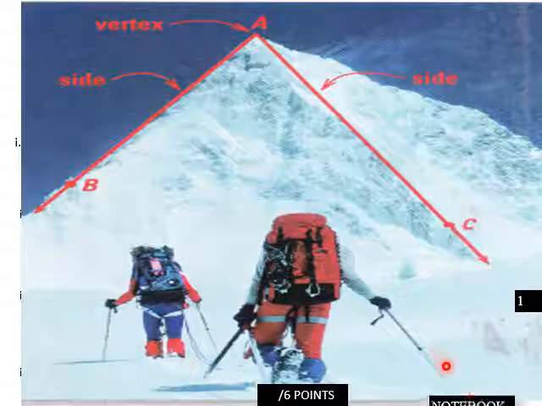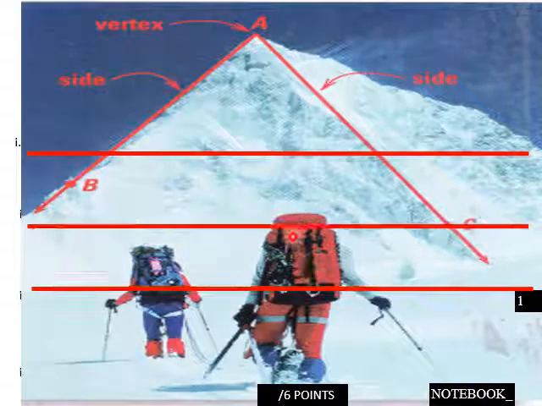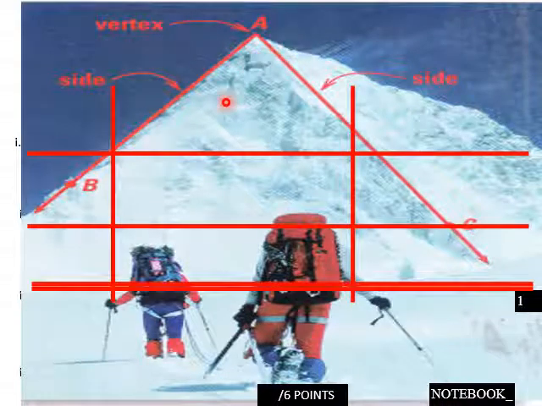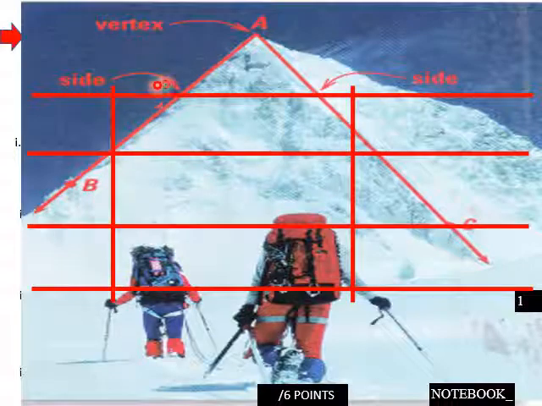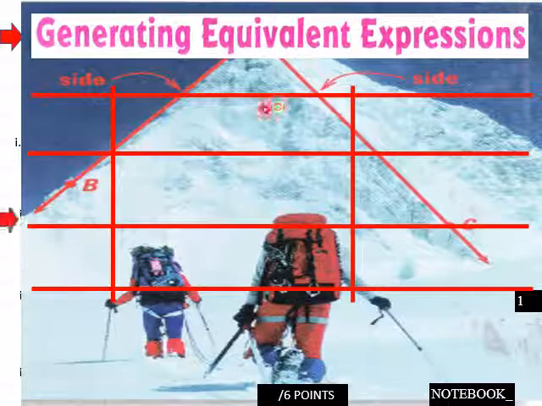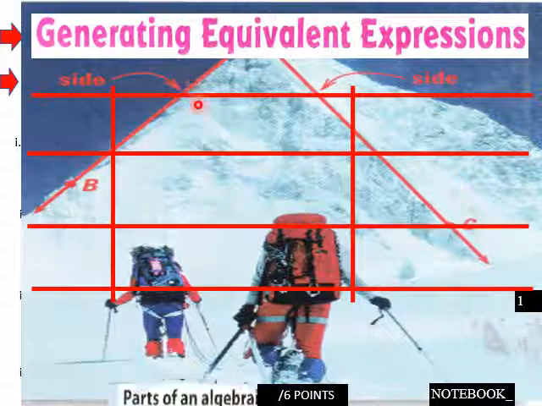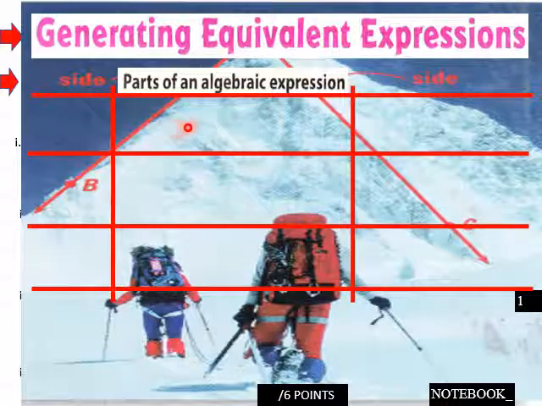Okay, we're going to go right into our first notebook page here for 10.3 part 3, generating equivalent expressions. To generate equivalent expressions, you have parts of an algebraic expression, and then you have terms. The parts of the expression that are separated by plus or negative signs are one way that you would determine parts of an algebraic expression.